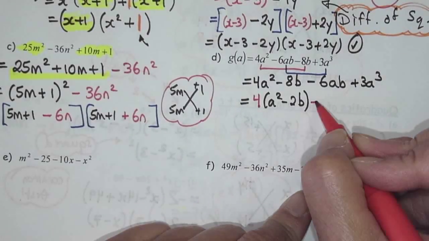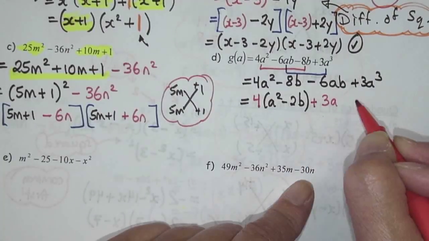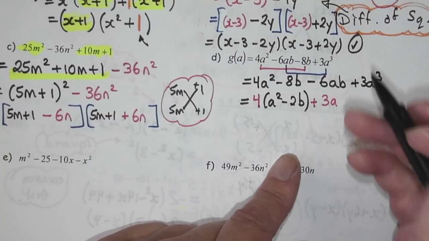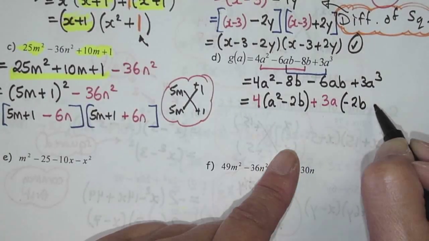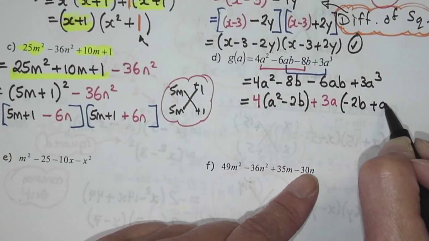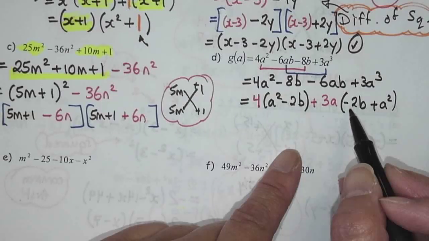3a. Yeah, 3a. Minus 3a or positive 3a? Positive. Okay, so positive, and then we're going to go bracket negative 2b plus a squared. Did you see that already, the sign? Is that why you chose positive?